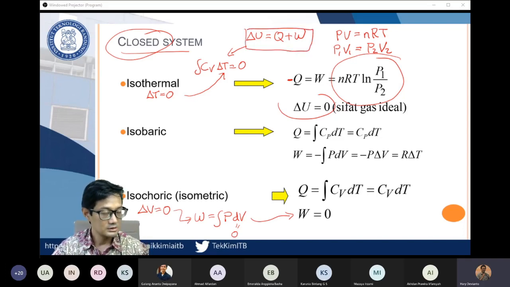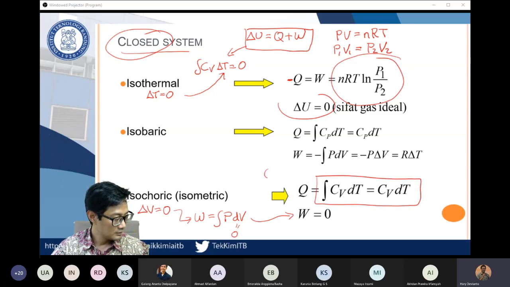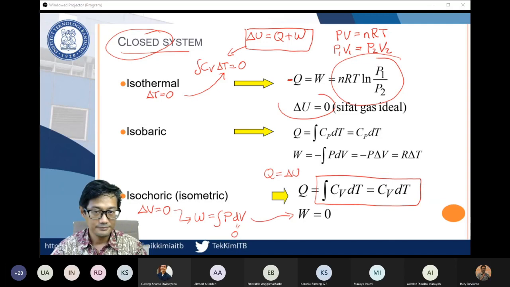Again, let's use this formula: delta U is equal to Q plus W. Since W is equal to 0, delta U would be equal to Q. That's why you can find this formula, because it's coming from Q is equal to delta U. And remember, by definition, delta U is this one, CV delta T.